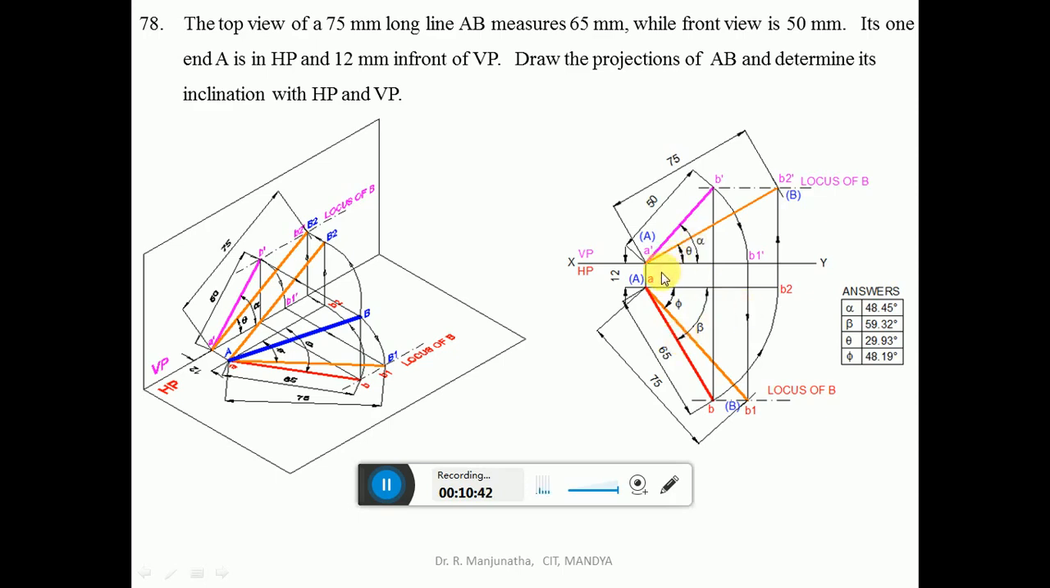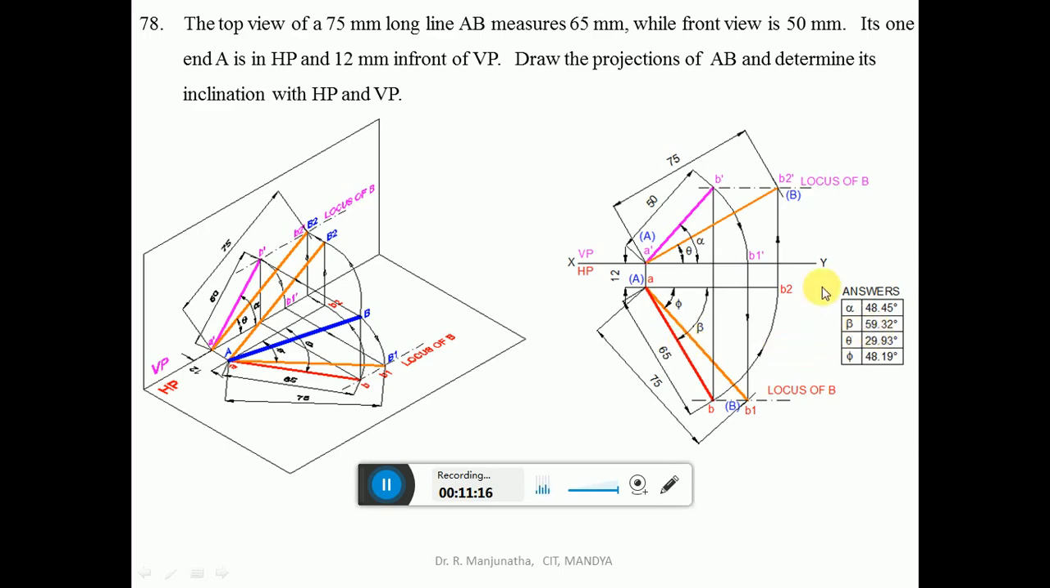So by using the protractor, first you measure the true inclination with respect to HP, which is theta, which is 29.30 degrees here, and similarly apparent inclination with respect to HP, alpha, which is 48.45 degrees here. Then using the protractor in the top view, measure the true inclination with respect to VP, which is phi, which is 48.19, and the apparent inclination with respect to VP, which is beta, which is 59.32 in the computer.